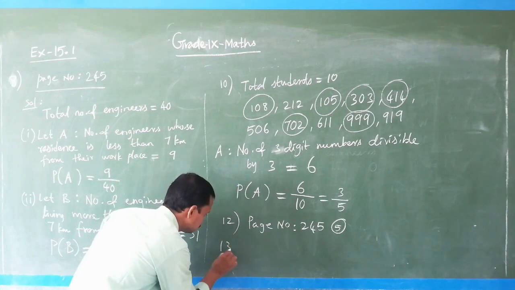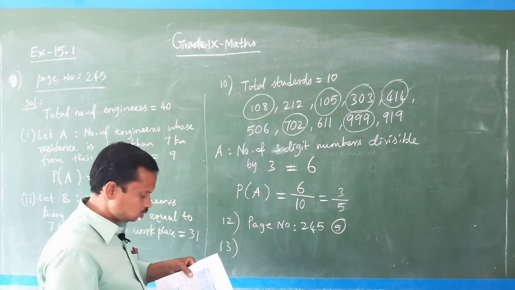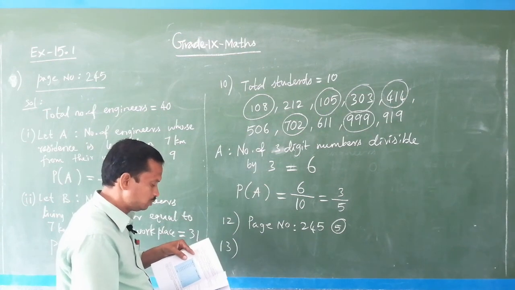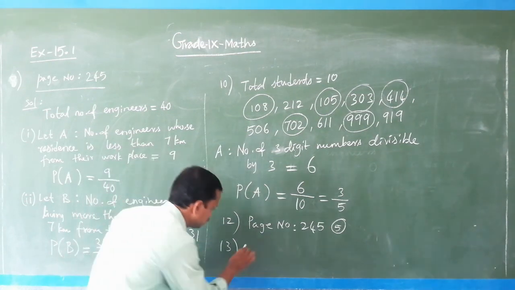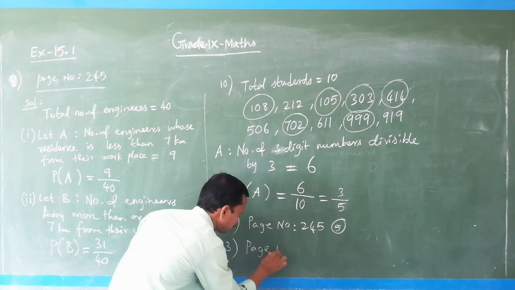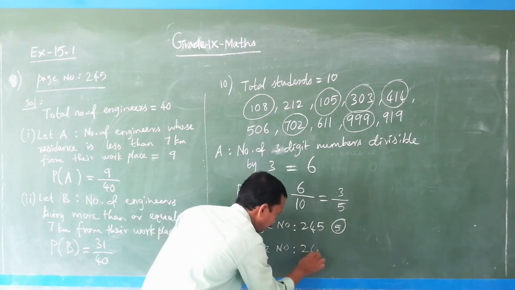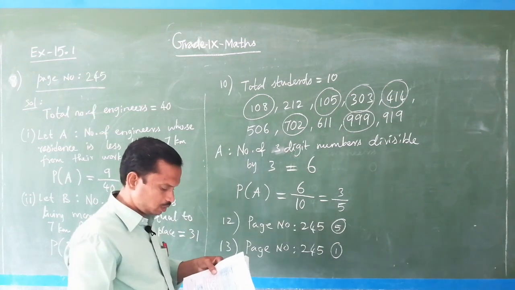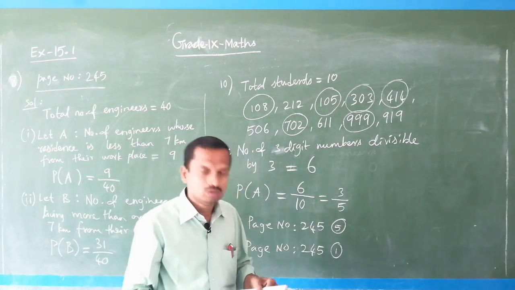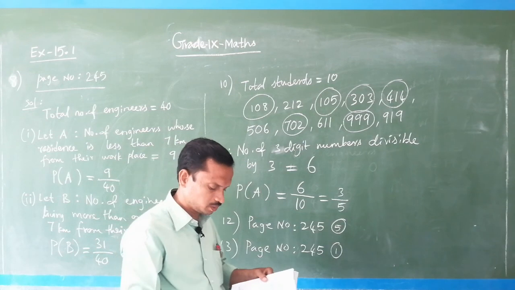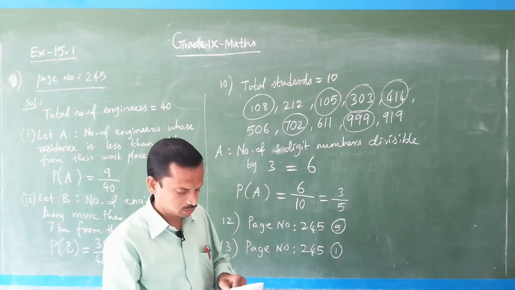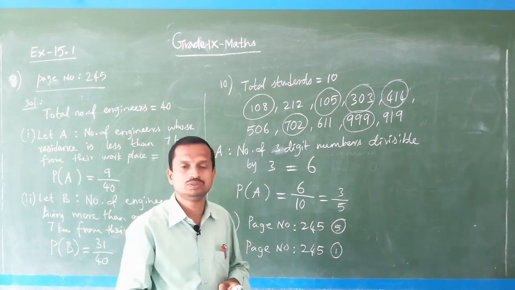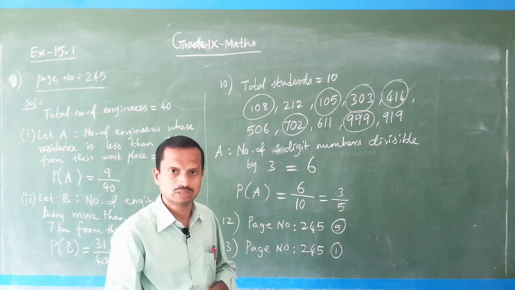And for the 13th one, you see question number 1 in exercise 14.2. That is also on the same page, 245. Question number 1, it is given. And you have to find the probability for the given event. So, it is very easy for you. Worksheet is also sent to you. You finish that. Thank you.